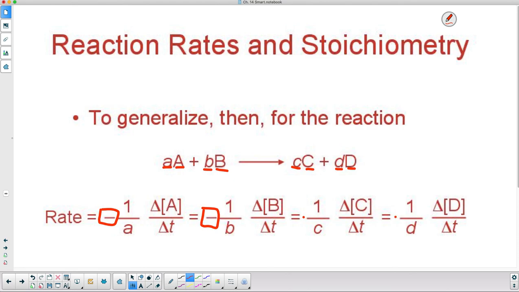Okay, take a look at that equation. What you see here for rate equals, that's an excellent quiz question. And that's it for today, guys.